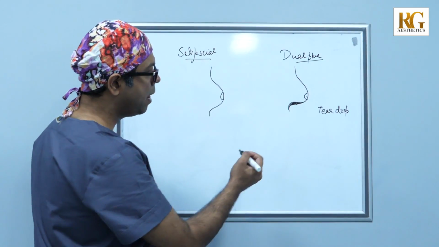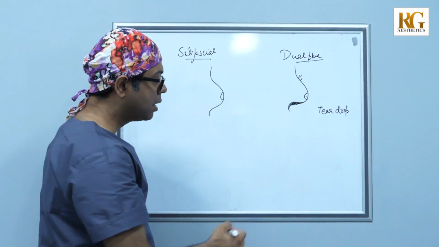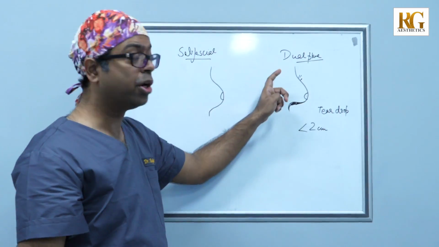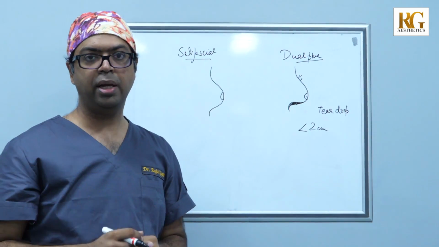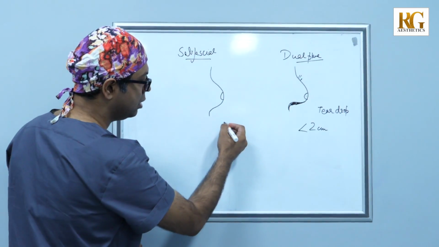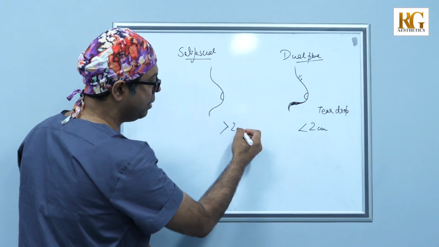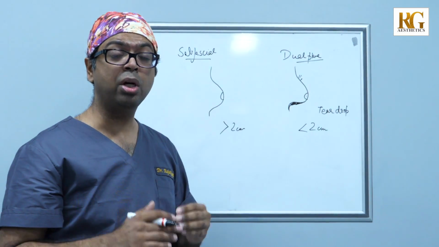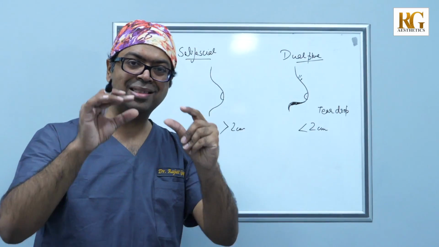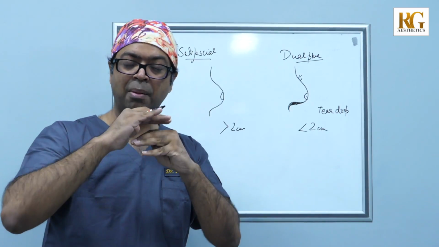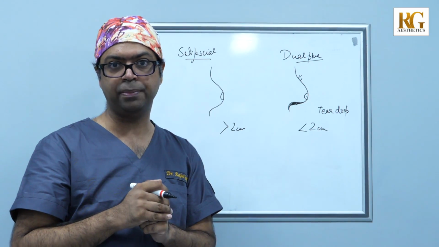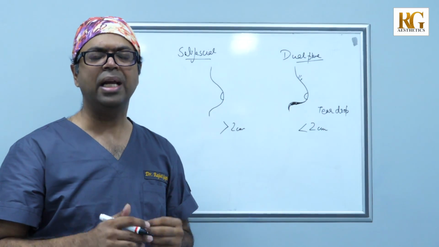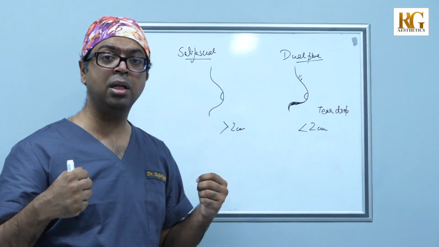The other difference is, if the upper pole skin thickness is less than 2 centimeters, then one should go for a dual plane, otherwise there will be implant show in the upper pole of the breast. If the upper pole skin thickness is more than 2 centimeters, one can go for a sub-fascial because this will not show. This is understandable. If the skin thickness is very, very thin, one needs a much more covering of the implants, otherwise it looks unnatural.